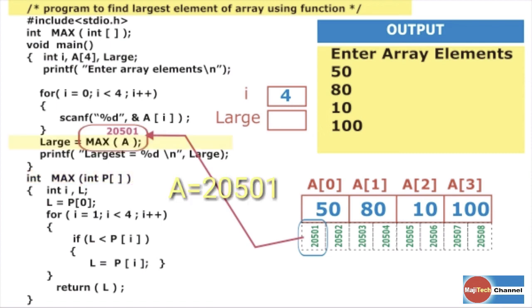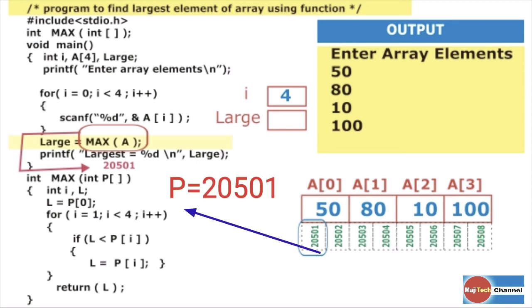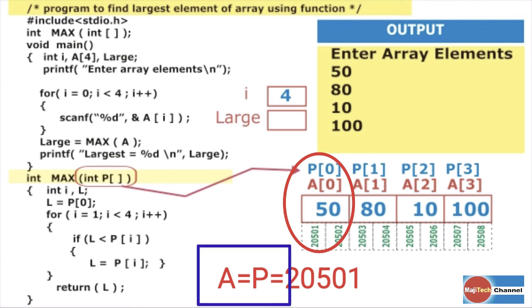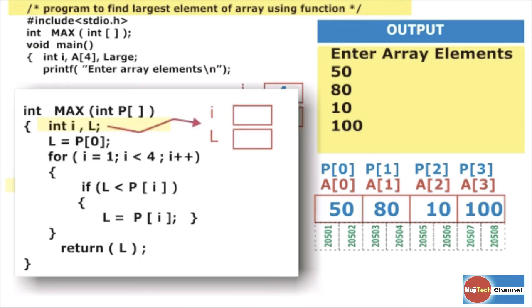that is A, which indicates 20501. We already know that the name of array indicates a starting address or base address of an array. This address will be copied to p variable, which is used to collect address of an array of type integer, indicated by the square bracket after p. Here p will contain an address 20501, which is address of A. It means that p will point to the same memory location in max function which was pointed by A in main function. It means that we are accessing the same array or same memory location but with different name. Now we are declaring variable i and variable l.